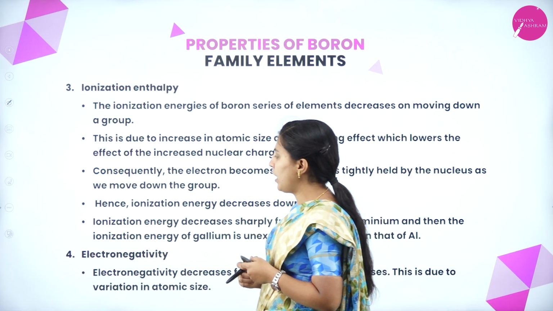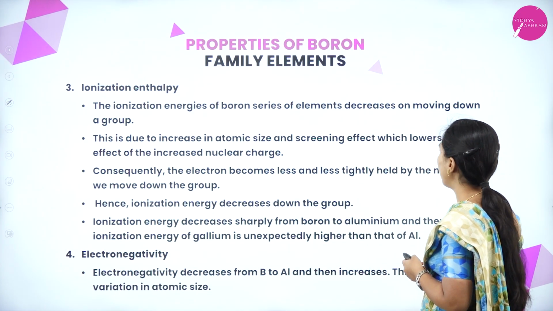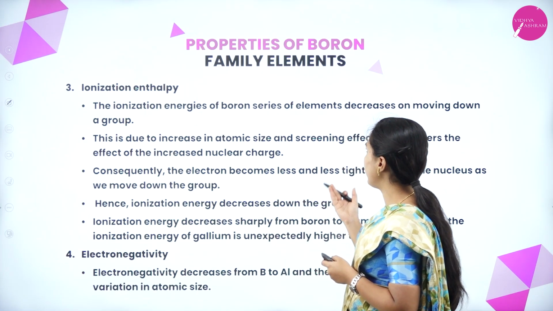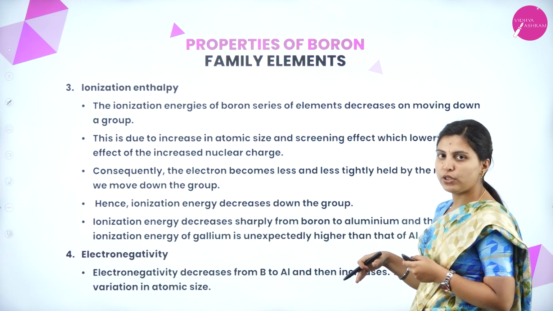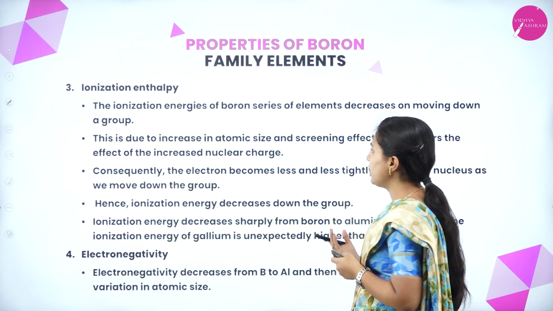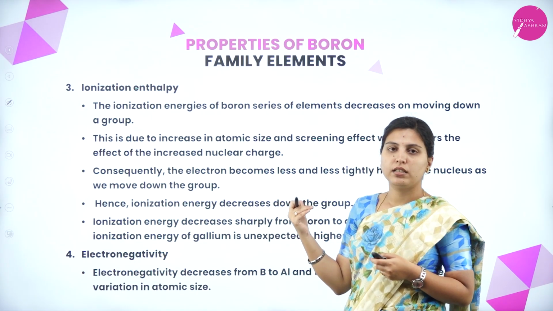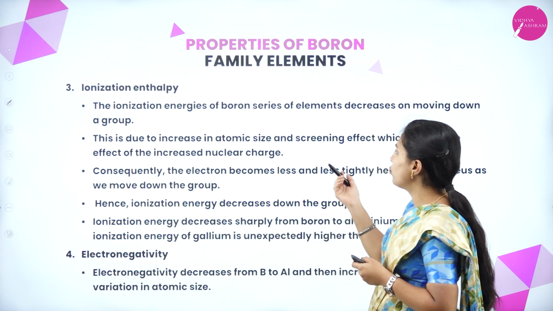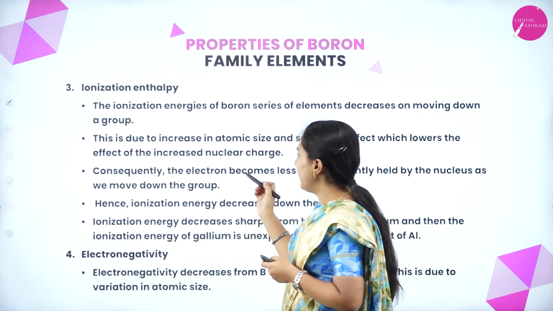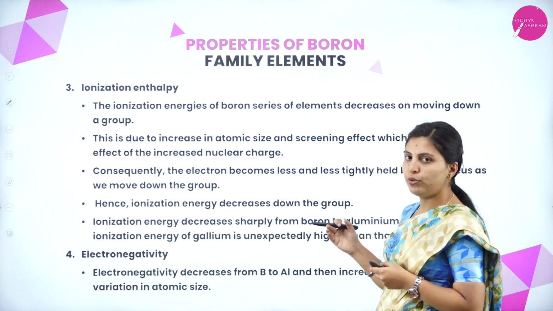Next, ionization enthalpy. The ionization energies of boron family elements decrease on moving down the group. This is due to the increase in atomic size and screening effect, which lowers the effect of increased nuclear charge. As atomic size increases, screening effect will also increase. Consequently, the electron becomes less and less tightly held by the nucleus as we move down the group.